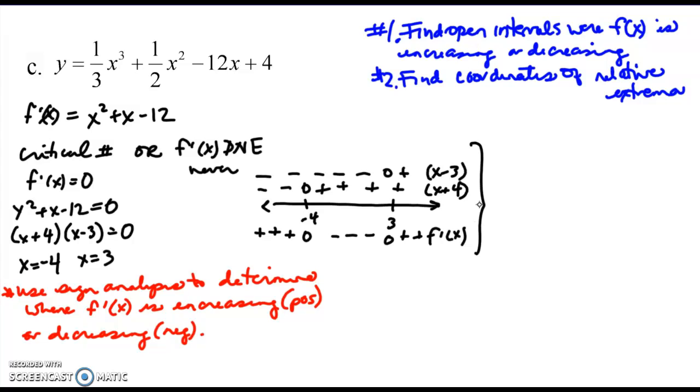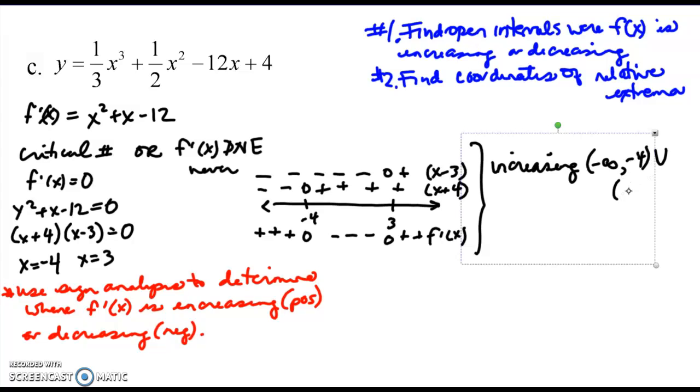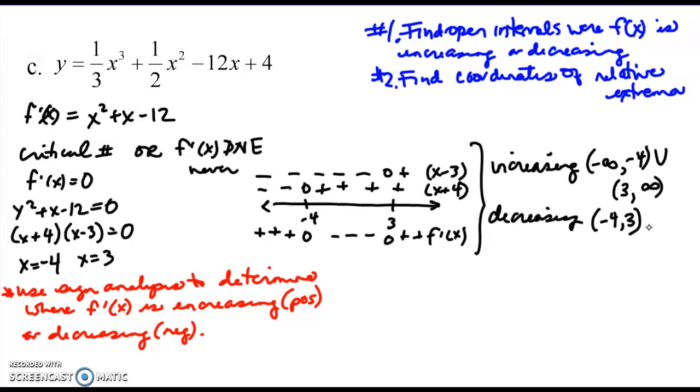This tells us then that this function is increasing from -infinity all the way to -4, or from 3 all the way to positive infinity. Okay, and it is decreasing from -4 to 3. Remember, these are all open intervals. We're not including those zeros.